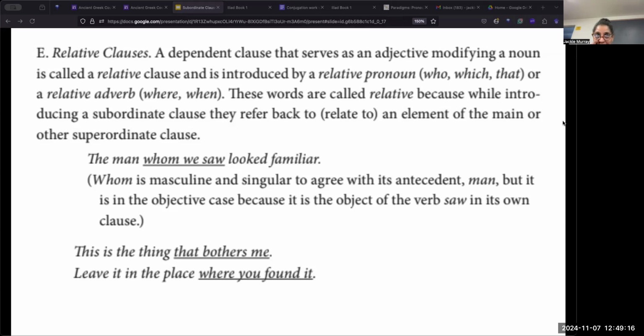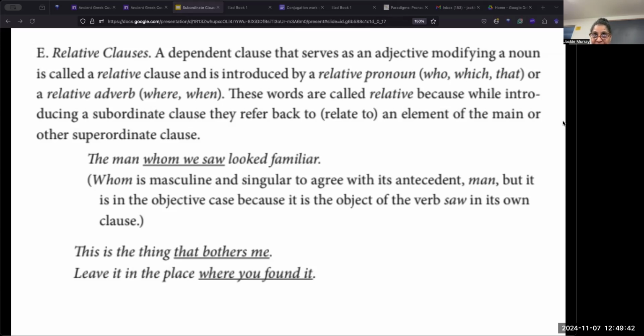So that is more ambiguous, and that's for things. You wouldn't say, well, I guess you could say, but it's kind of rude to say "the man that we saw," if you wanted to just be vague, right? You could do that, but it's really "that" that goes with things. So this is the thing that bothers me. Again, this is the thing.